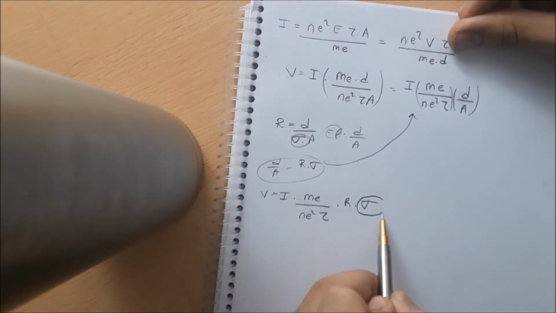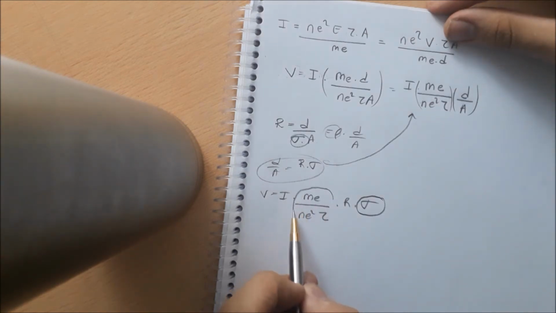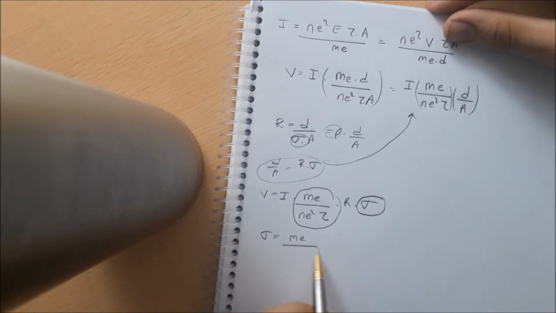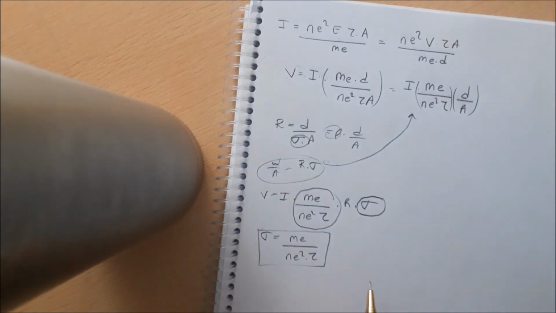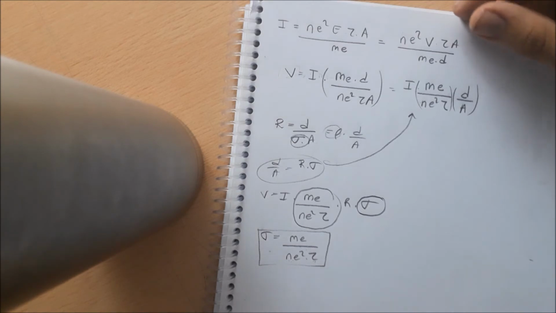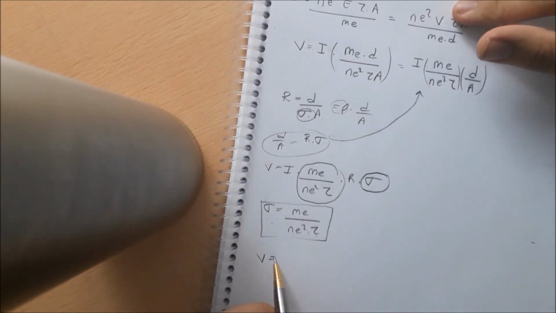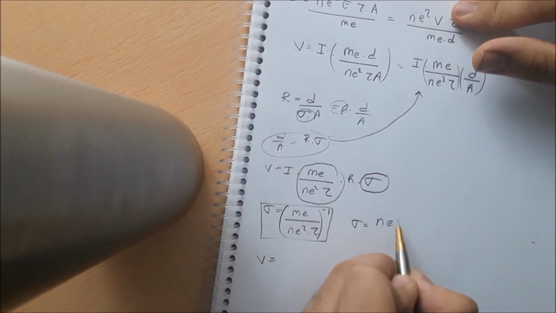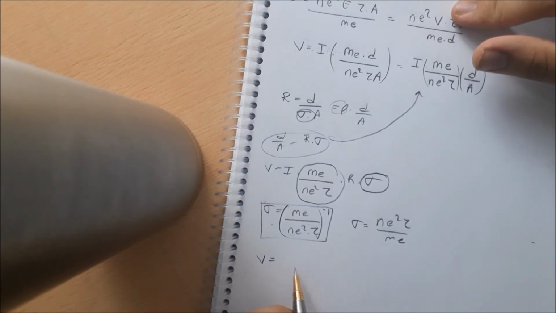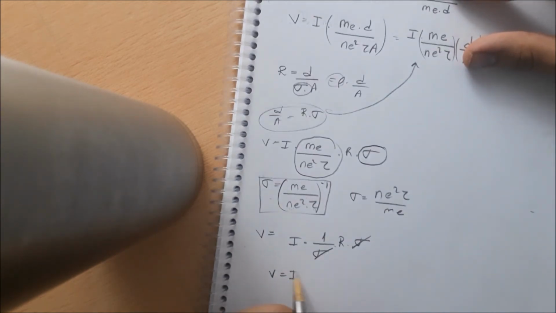I actually wrote it in a reverse way to make you understand that conductivity is equal to m_e over n e squared t. So mass of our particle, number of particles in our unit volume, the charge of our particle squared times the time between collisions equals conductivity. Actually, it's the reverse, I'm sorry. So conductivity is equal to n e squared t over m_e. So V equals I times 1 over conductivity times R times conductivity. What is this? V equals I times R.